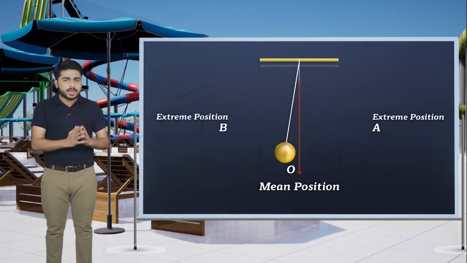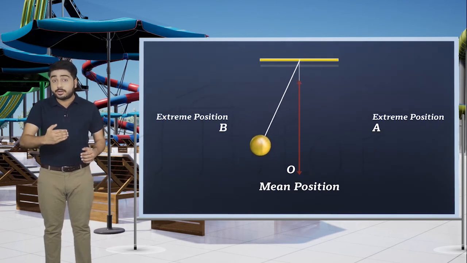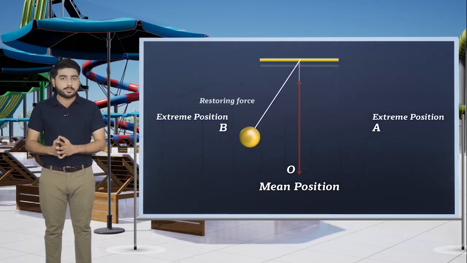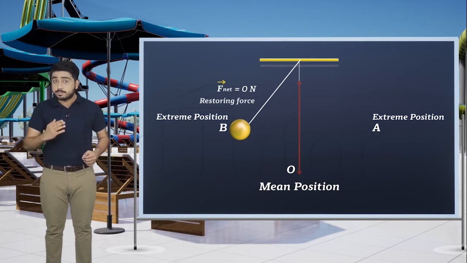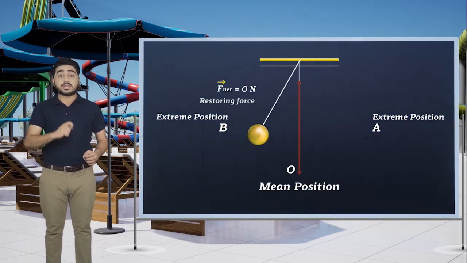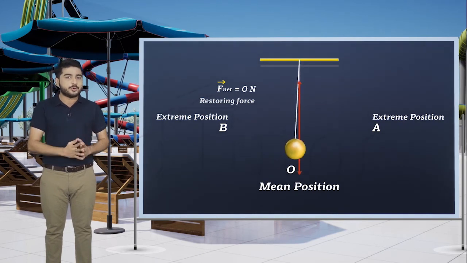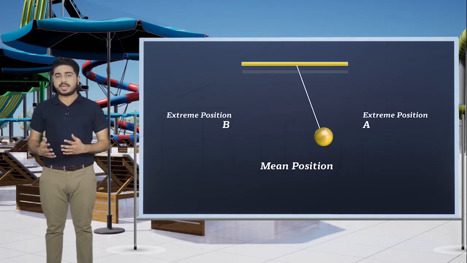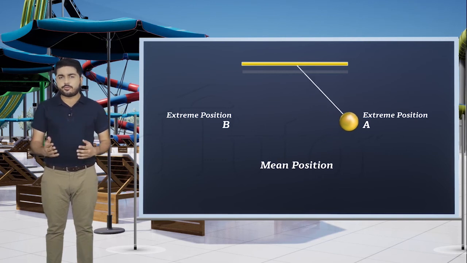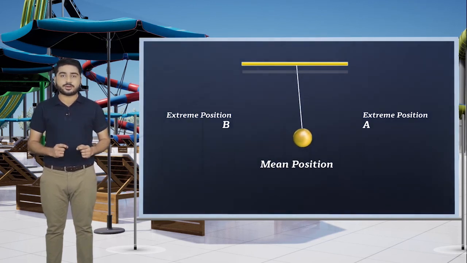While moving towards B, the velocity of the bob decreases due to the restoring force and becomes 0 when it reaches B. The restoring force is still acting on the bob and pulls it back to the mean position O. In this way, the bob continues its to and fro motion about the mean position.